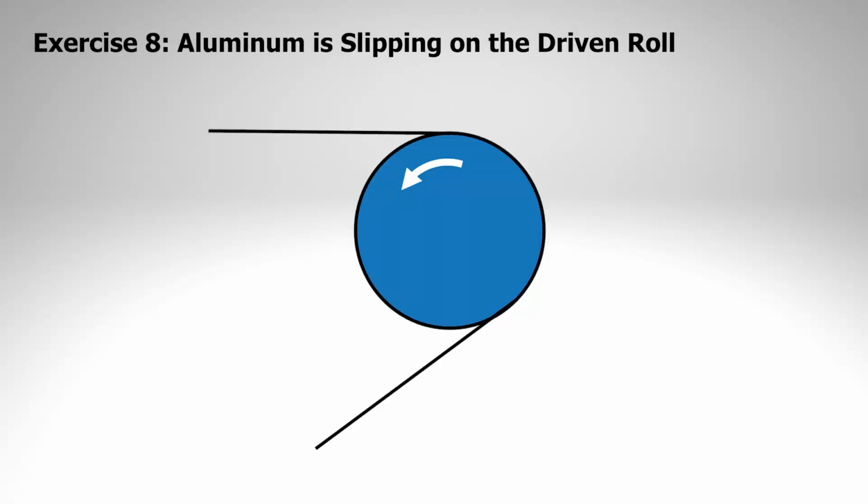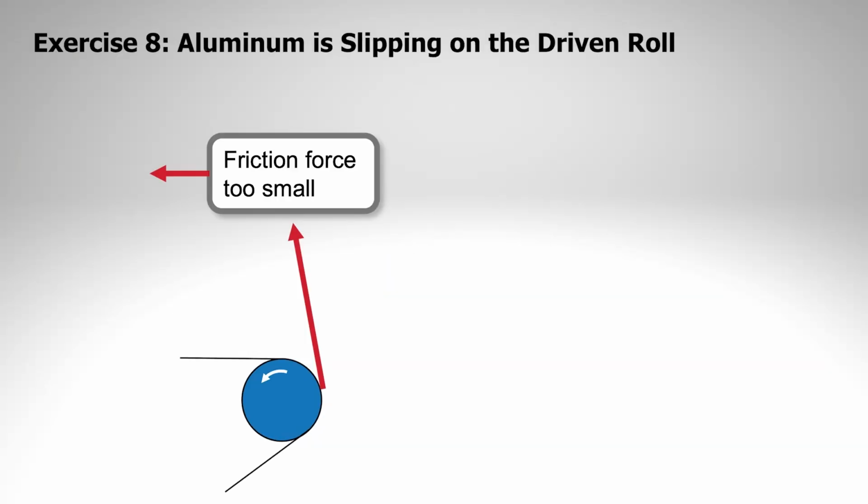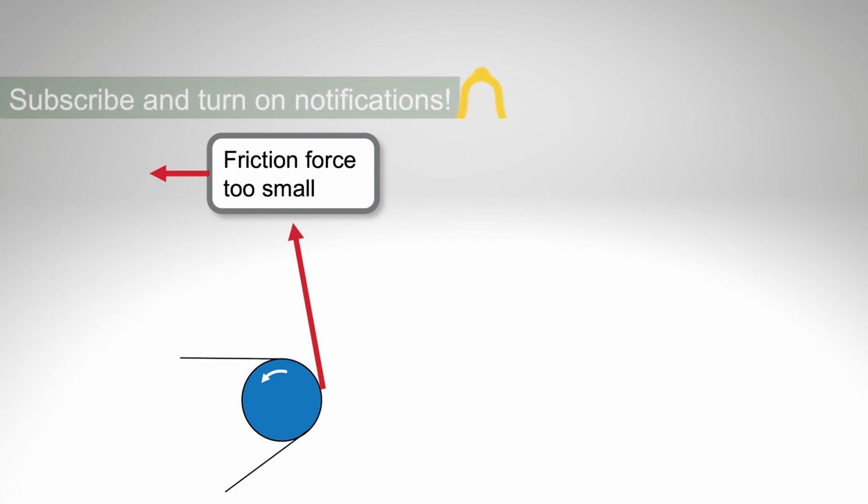So in this case, it's really only one way that aluminum can slip. So if you focus on the object and think about how can that alumina slip on that roll? Well, if you take a look here, the only thing that can happen is that the friction force is too small. That's how it slips. That's physically how it slips.